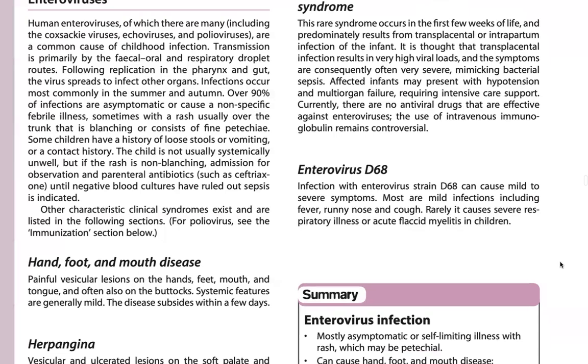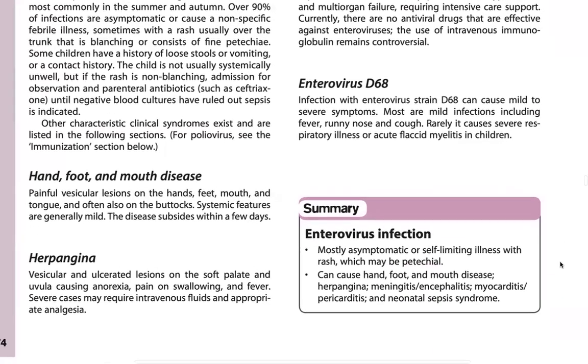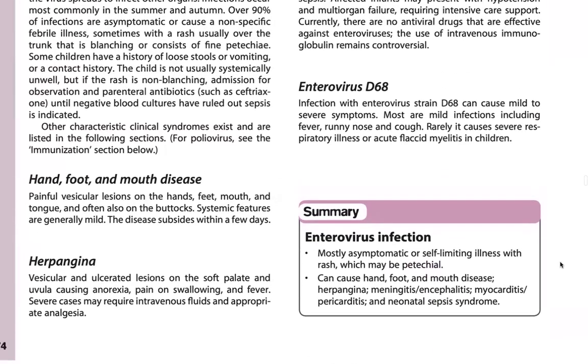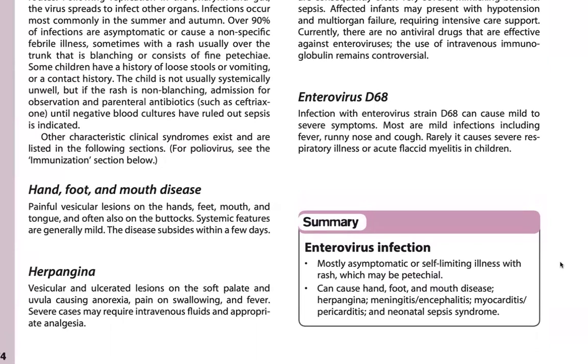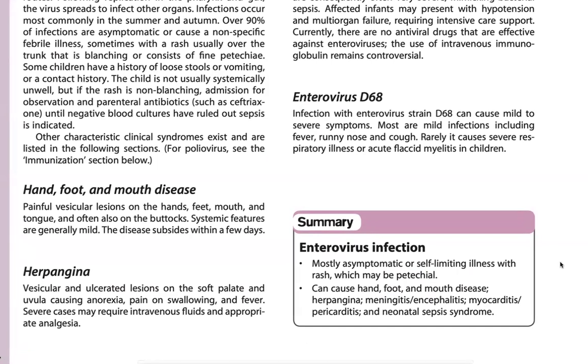Hand, foot, and mouth disease: painful vesicular lesions of the hands, feet, mouth, and tongue, and also in adults. Systemic features are generally mild. The disease subsides within a few days. Herpangina: vesicular ulcerated lesions on the soft palate and uvula causing anorexia, pain, swelling, and fever. Severe cases may require IV fluids and appropriate analgesia.